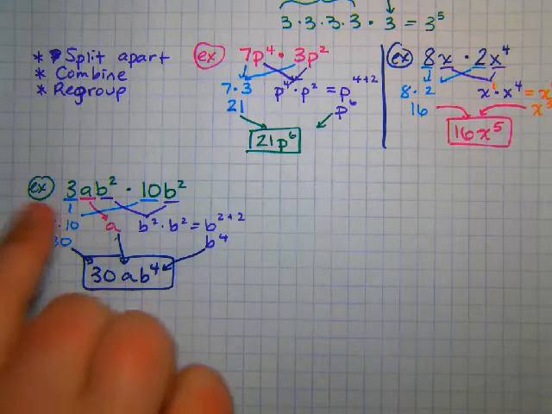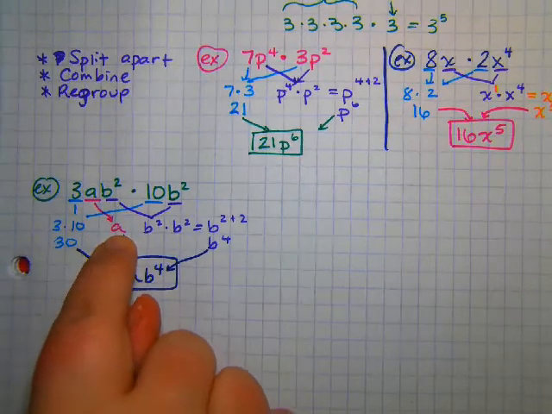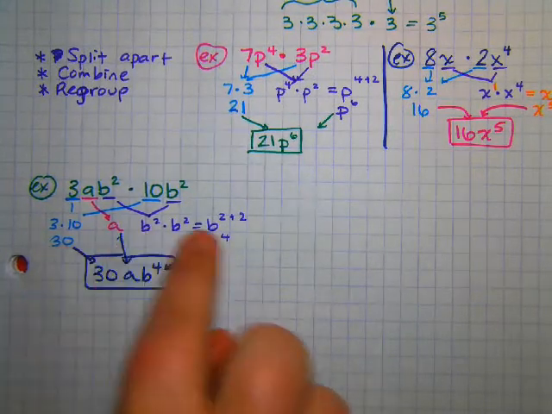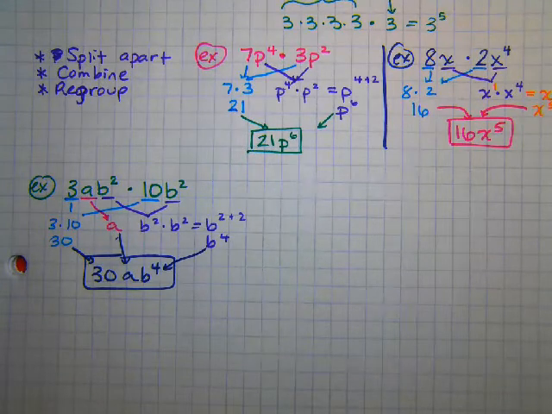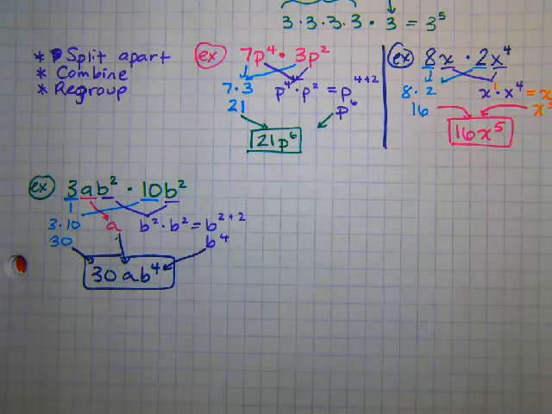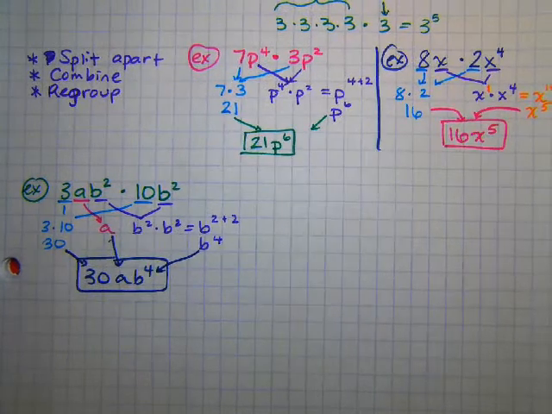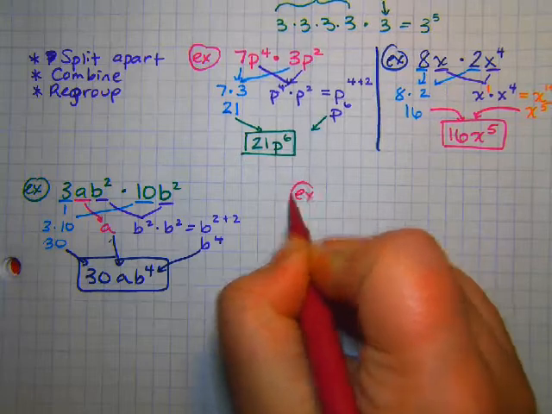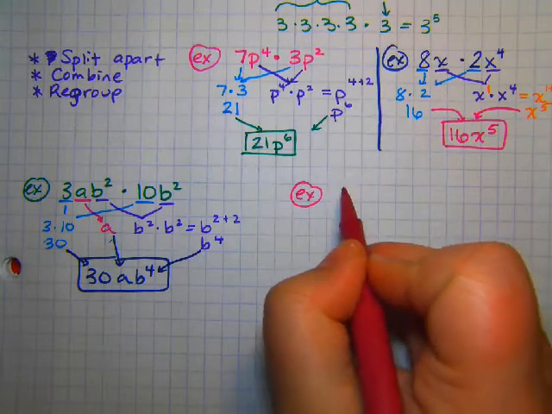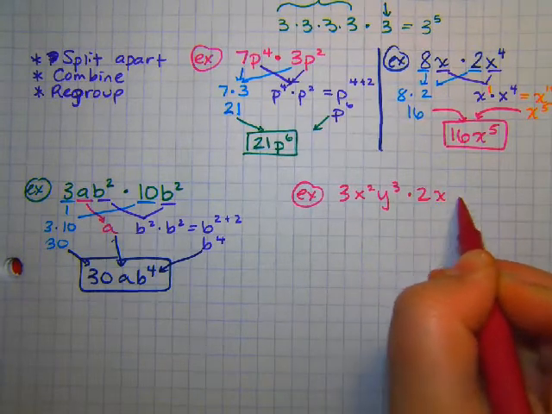So again, we split them into parts that make sense to be together. So the numbers go together, the a's go together, which there was only one, and the b's go together. Then you actually do the operation and then bring them all back, or regroup them, at the end. So let's do one more of those. I'll make it slightly more complicated, but not crazy, because we're not crazy. Here, last example: 3x squared y cubed times 2x y to the 4th.